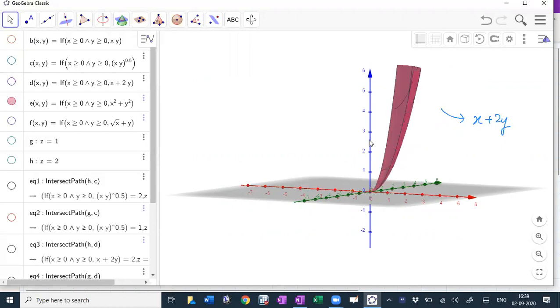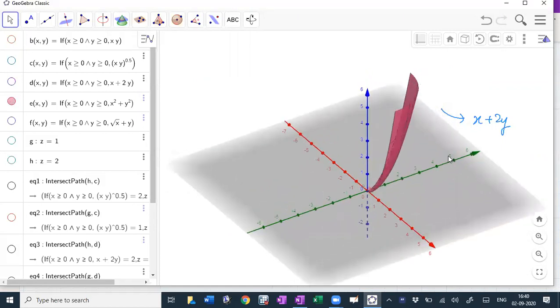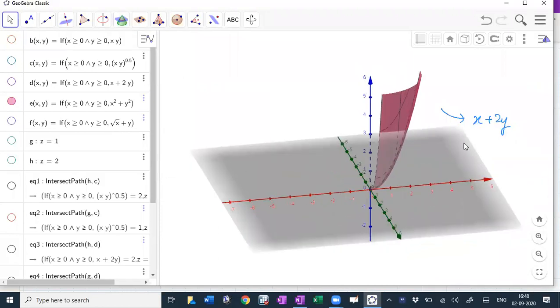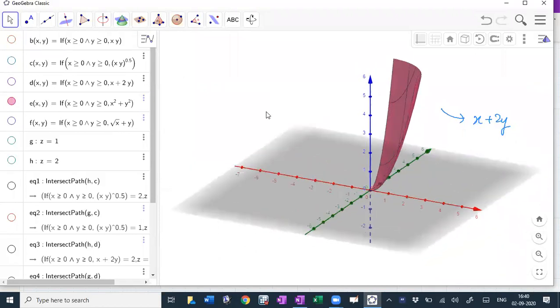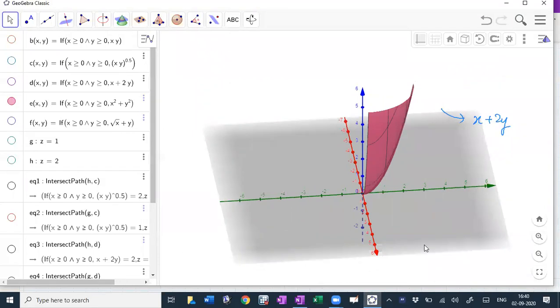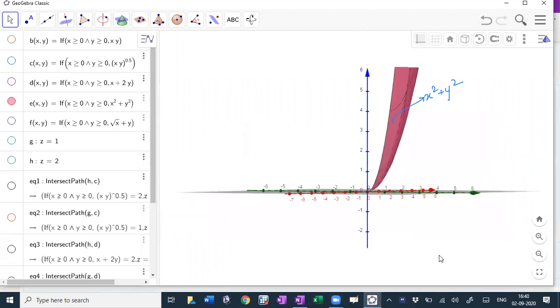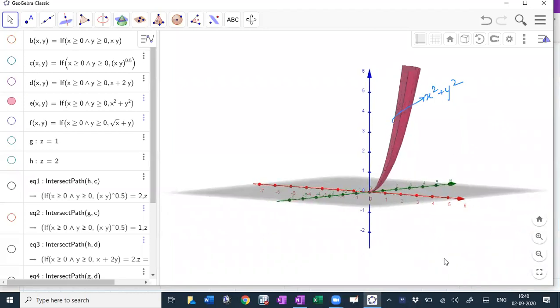We can also take a look at this. Again, I have just drawn it for my first quadrant. This is x square plus y square. So let me get rid of this one. Fine. So this looks like a, you might have heard this name in your MME course. This is a paraboloid.